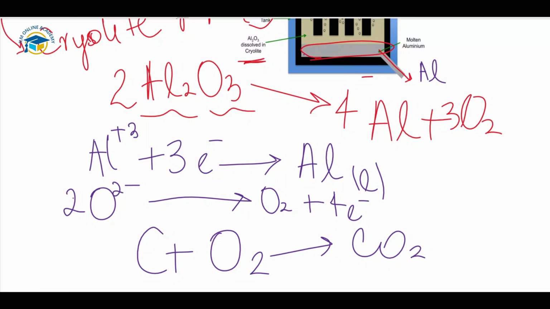So this means the graphite anode will have to be replaced, as it will burn away, because oxygen reacts with the carbon and forms carbon dioxide. Only the anode, because the oxygen will be formed at the anode and not the cathode. So the anode is replaced quickly, as it will burn away. So this is how the electrolysis of aluminum oxide happens in the electrolytic tank.